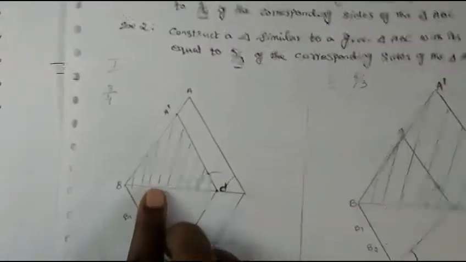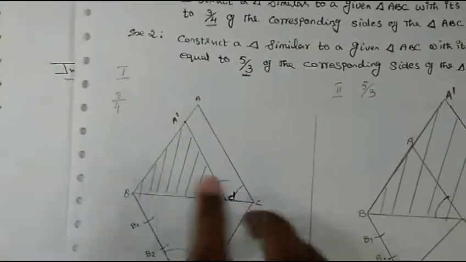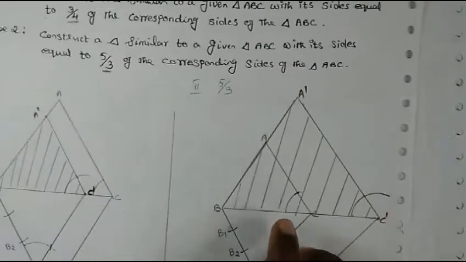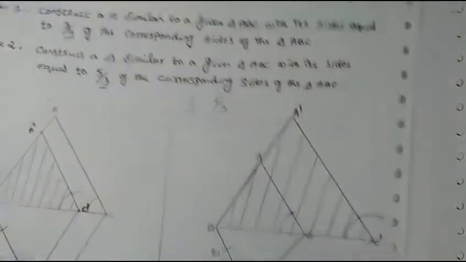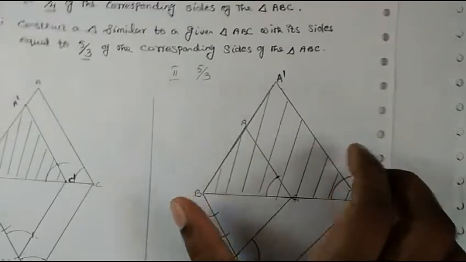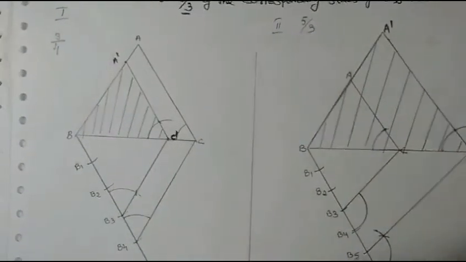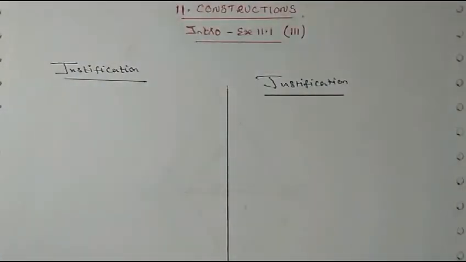I told you whenever the numerator is smaller, the triangle that we construct will become smaller one, and if the numerator is bigger, the triangle that we construct will be bigger one. So how to justify now? For that we have to study the basic proportionality theorem.